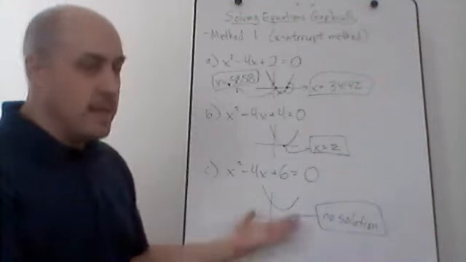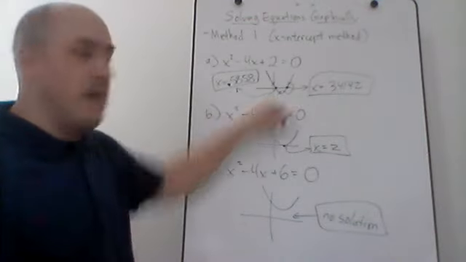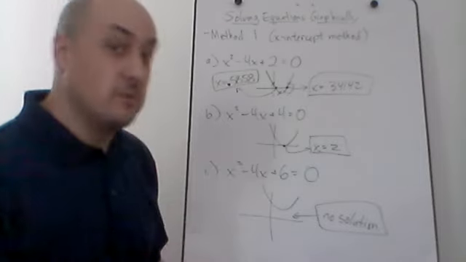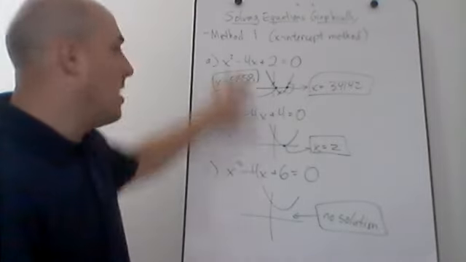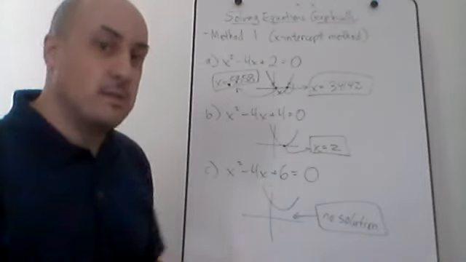All right, so that's, again, a couple examples using that x-intercept method. Everything on one side equal to 0, draw the graph, find the x-intercepts, those are your solutions to the equation. Not just for quadratic equations, but for whatever type of equation you're trying to solve, you can use this x-intercept method.